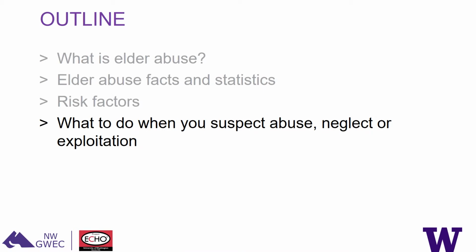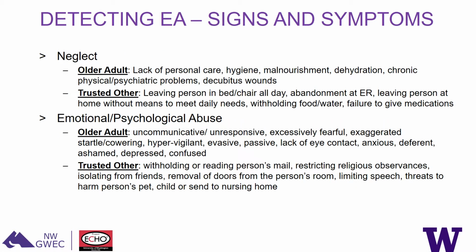So finally, what should you do when you suspect abuse, neglect, or exploitation? Now that you know the risk factors, you may be looking for signs and symptoms of abuse in your patients. I'll go through these quite quickly because we're running short on time. For neglect, you may see in the older adult lack of personal care and hygiene, malnourishment, dehydration, and other chronic problems that haven't been tended to, such as decubitus wounds.